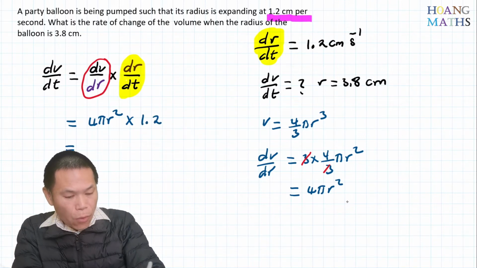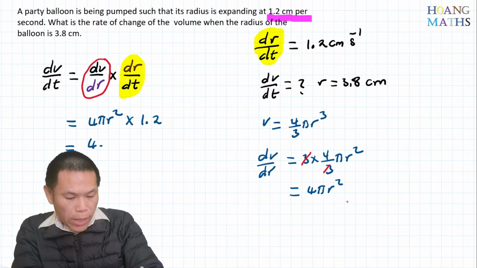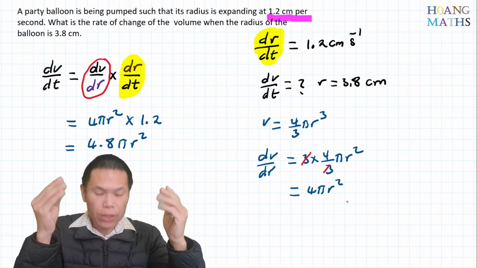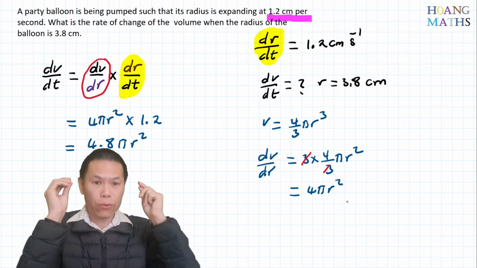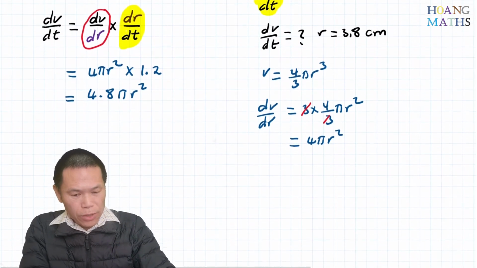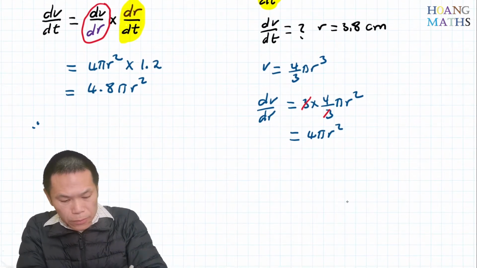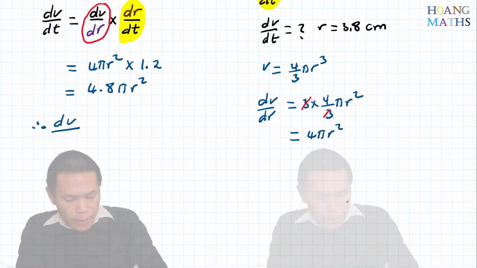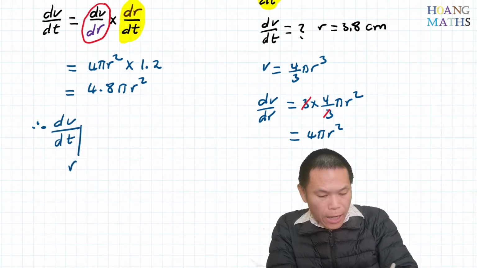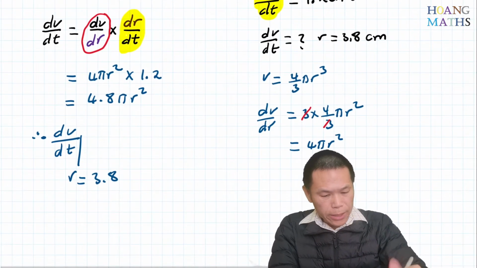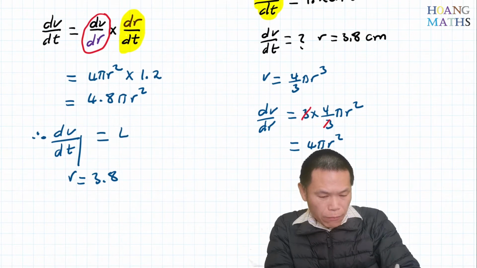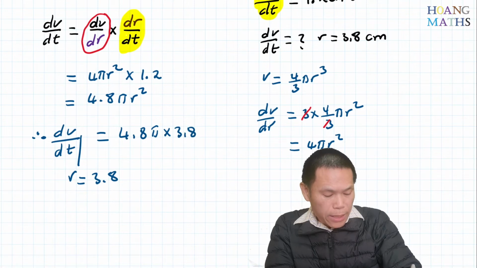So that gives 4 times 1.2, which is 4.8 pi r squared. Now we have to find the rate of change of the volume when r is equal to 3.8. So dv/dt at r equals 3.8, yep, 3.8. Just substitute that in: 4.8 pi times 3.8 squared.